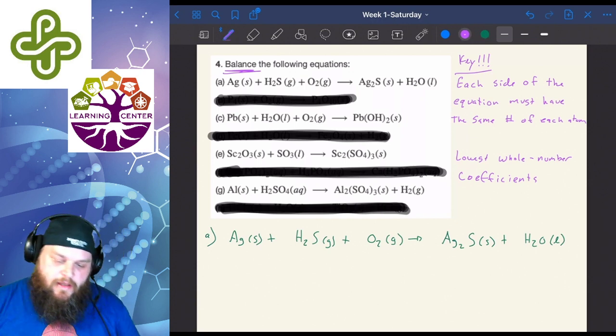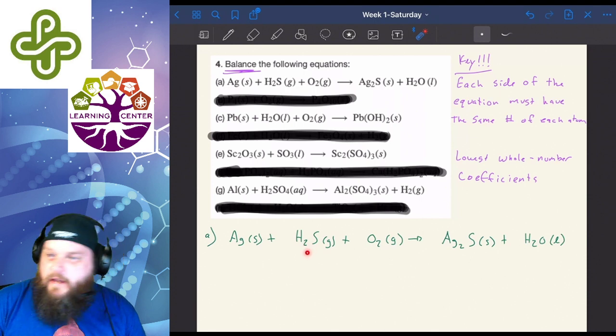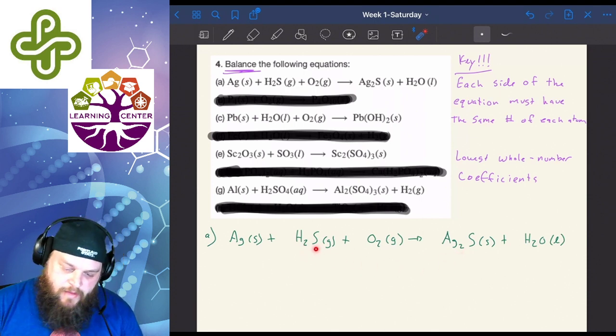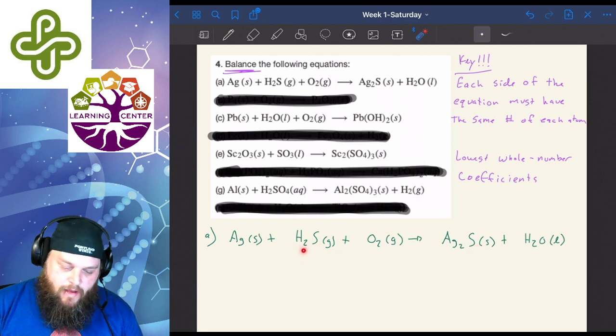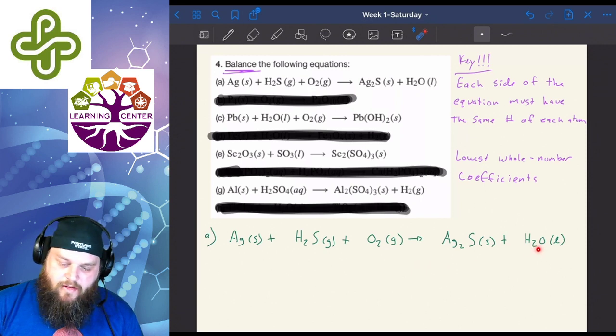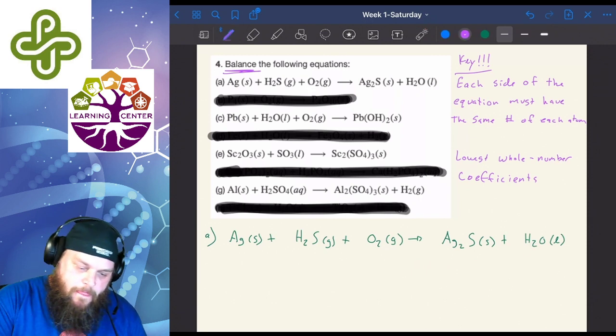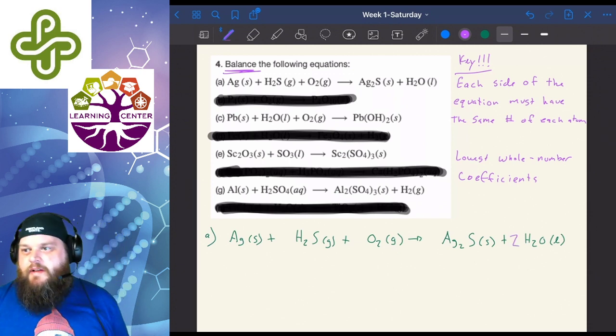So looking at this, first thing I'm going to look at is making sure that the more complicated ones are balanced on either side. So here I have one sulfur and I have one sulfur. That's a good sign right there. I have two hydrogens. That's a good sign right there. But I have two oxygens here. I have one oxygen there. So I know this has to double. I have to have twice as much water as I originally had on there.